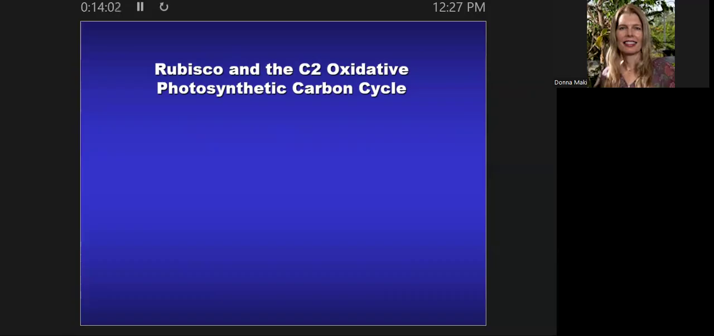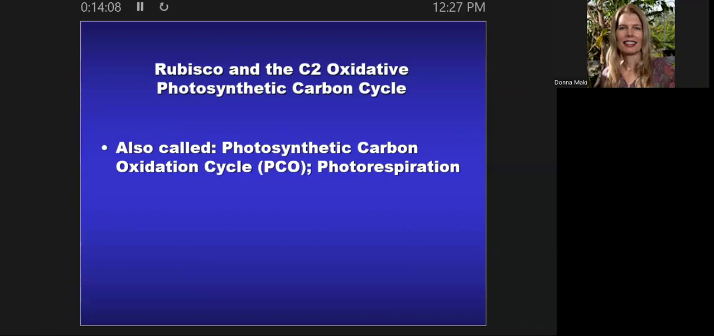Okay, so Rubisco. Rubisco, yeah, it's a different enzyme. It can cause this situation. Of course, they have to give it big, long names. C2 oxidative photosynthetic carbon cycle. Or they also call it the photosynthetic carbon oxidation cycle, which abbreviates down to PCO, or photorespiration. So all of those mean the same thing. I'm going to go with the short one and call it PCO because I don't like saying all that other stuff. So we're going to say the PCO cycle.